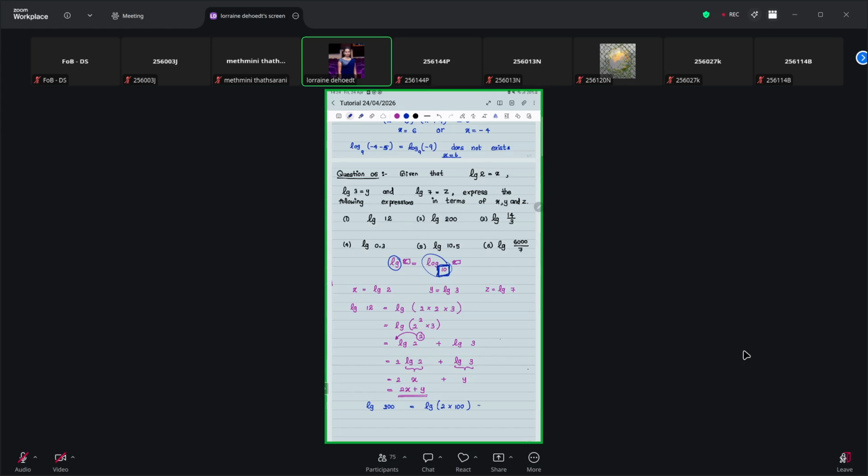Then you can write this one as log 2 plus log 100. Log 2 means x, log 100 means log base 10 of 100, which equals 2. That means x plus 2. Is it correct? Did you get the point? It's okay.